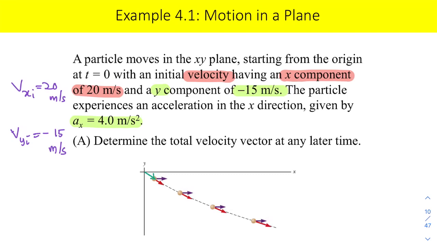So it consists of two pieces of information: vx, which is positive, vx initial is 20, and you have the component of vy initial equivalent to negative 15. Why is it negative? It's pointing downward. The object is moving to the right but downward as well. So the first part: determine the total velocity vector at any time later.